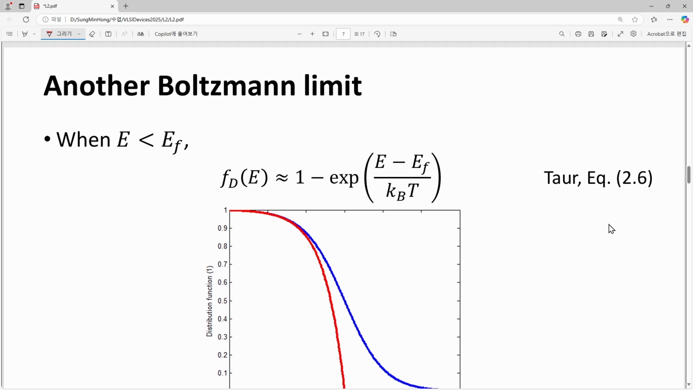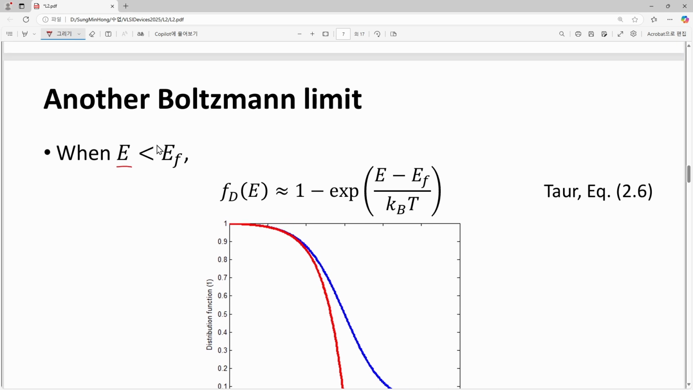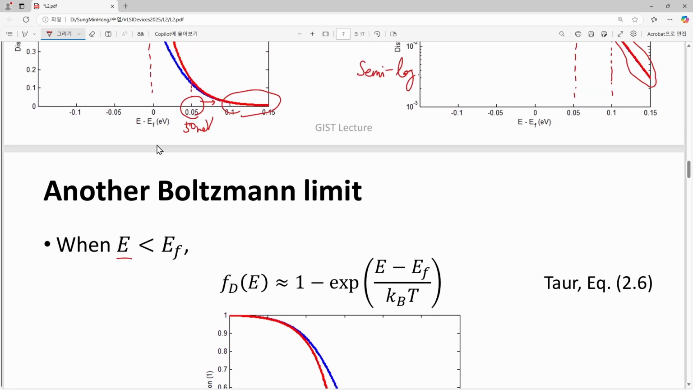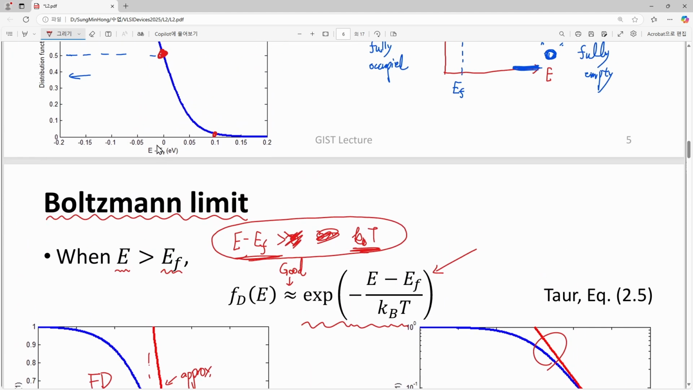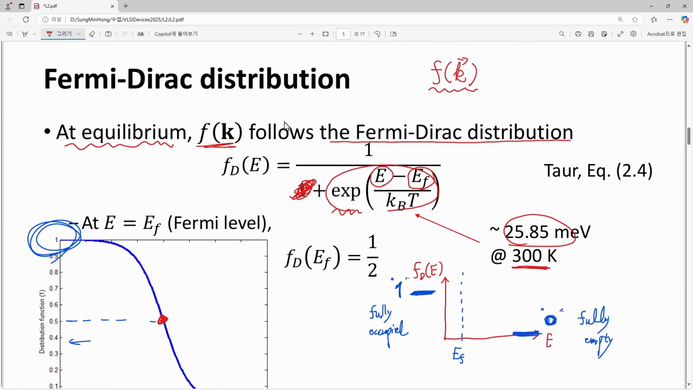Of course, we can consider another Boltzmann law, and when energy is sufficiently lower than the Fermi level, then this exponential part can be fully negligible. Now when you make a comparison between one and this term, this one is quite small and this one is just a constant. So roughly speaking, we can just treat it as number one.